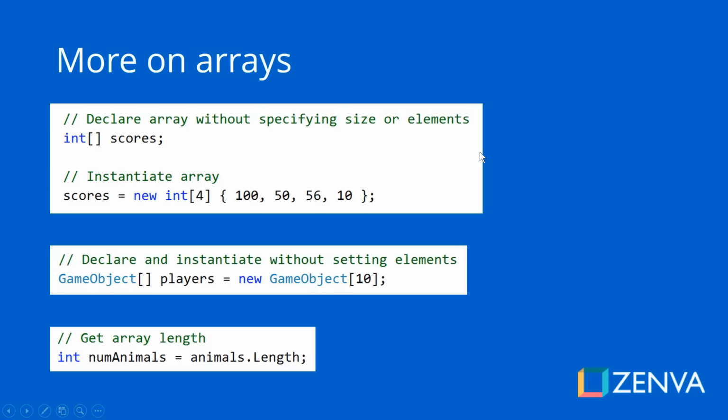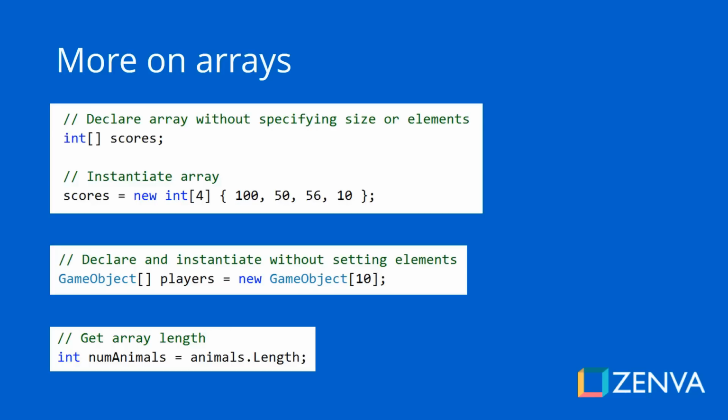Now, some more important things about arrays. You can actually declare an array without specifying the size of the elements right away. So you can just declare, and then you need to instantiate it, and that is when you specify the number of elements that it will have. In this example here, we are actually instantiating the array, but without setting the actual values. All we're saying is we are going to create an array of game objects called players, and we are just saying that there will be 10 elements, but we're not setting them yet. You can do it later.